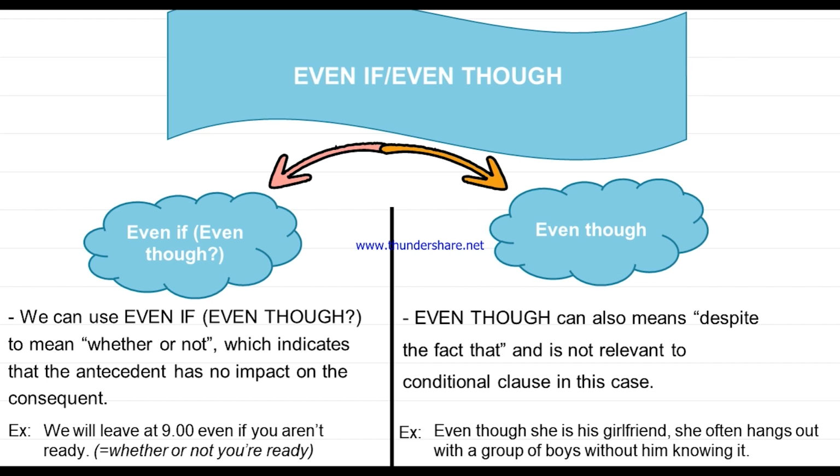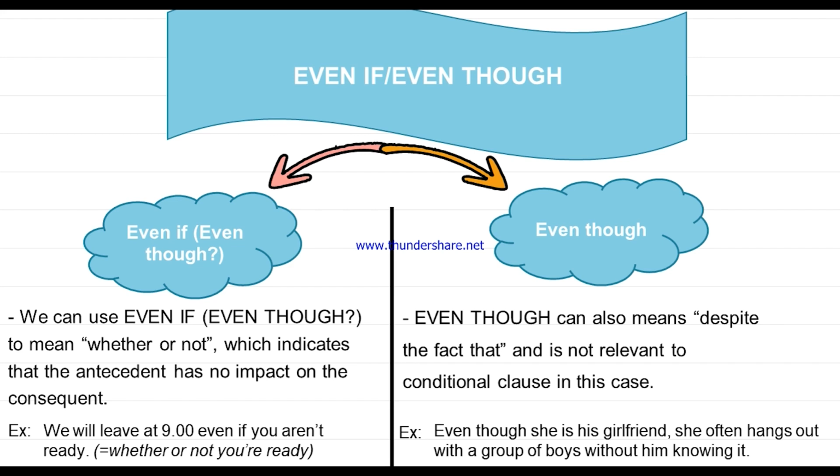Now let us distinguish the three: even if and even though. First, even if. We can use even if to mean whether or not, which indicates that the antecedent has no impact on the consequent. For example, we will leave at 9 even if you aren't ready, or whether or not you are ready. And do you see the question mark next to the even though?